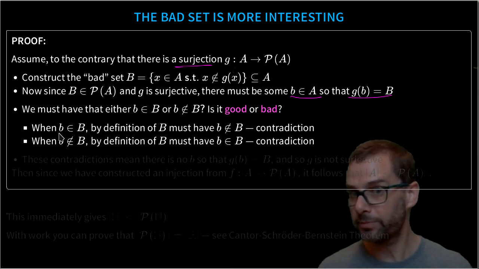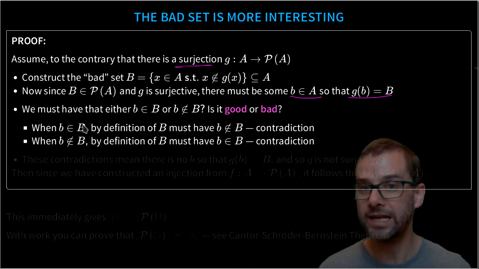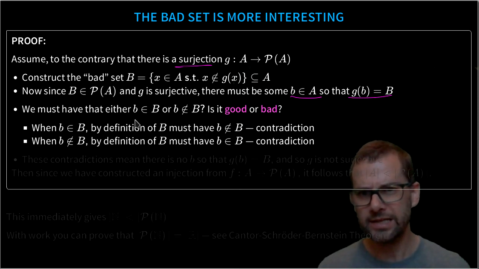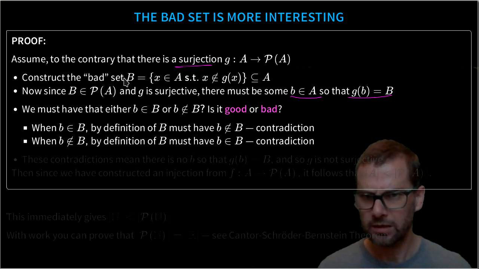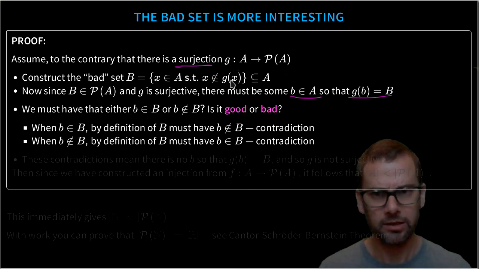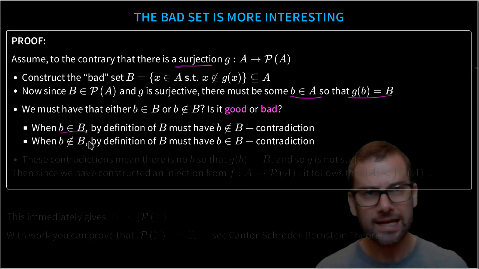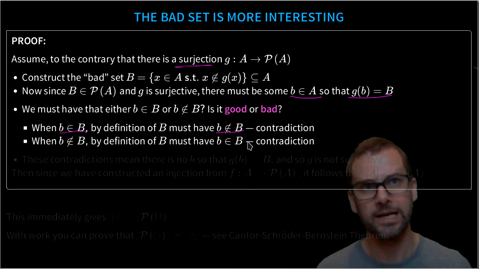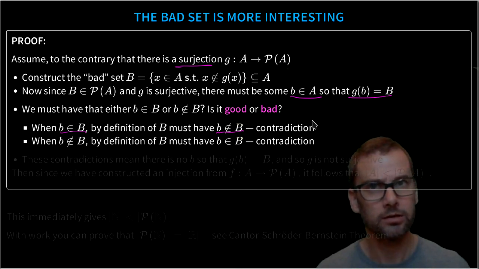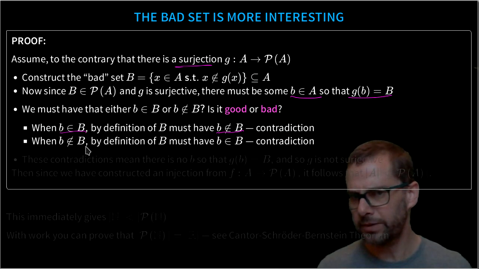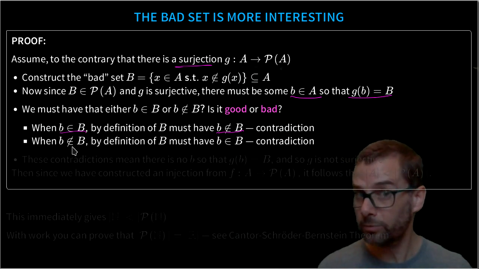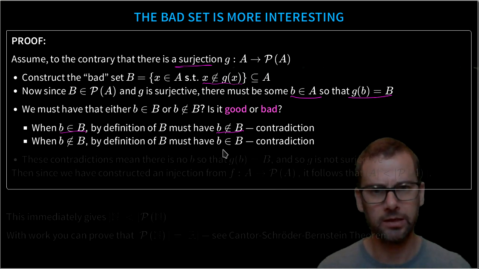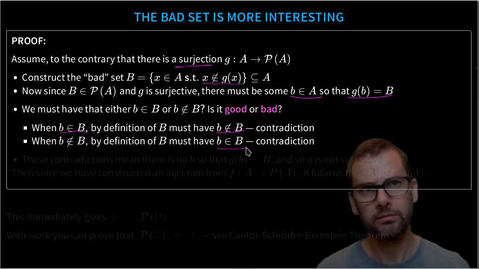Now, if little b is good, then little b is in its image. But then if little b is in capital B, the capital B is everything that's not in its image. And so when little b is in big B, by the definition of big B, we must have that little b can't be in big B. So we get a contradiction. On the other hand, when little b is not in big B, little b is not in its image, and so by the definition of our set capital B, little b must be in big B.